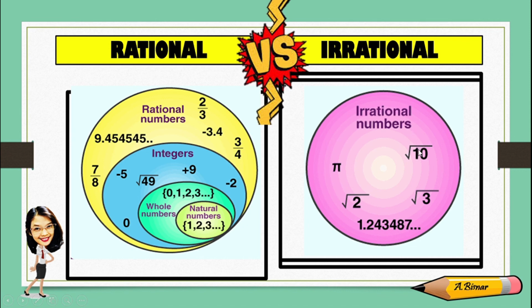How about the square root of 10, square root of 2, square root of 3? So these numbers are non-perfect squares. When we say non-perfect squares, there are no factors that when multiplied by itself, the answer will be 10, or the answer will be 3, or the answer will be 2. And therefore, these are examples of irrational numbers. And same with the value of pi.